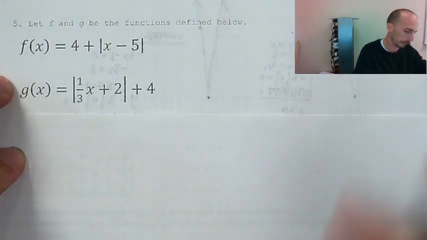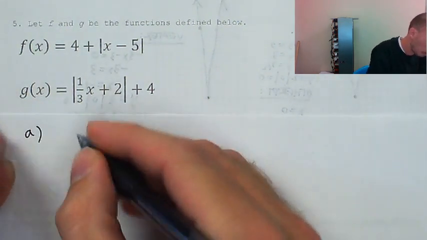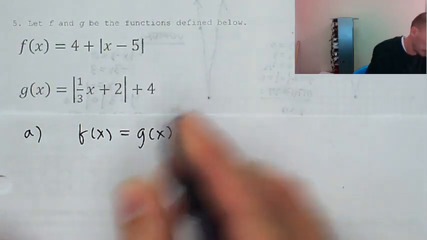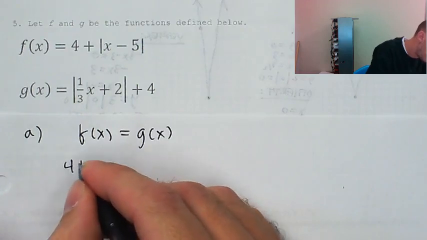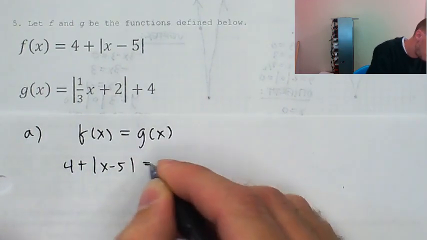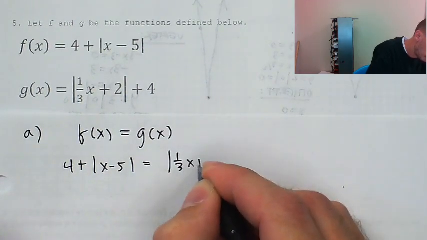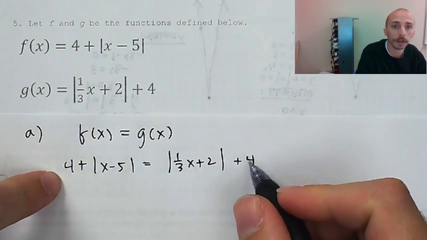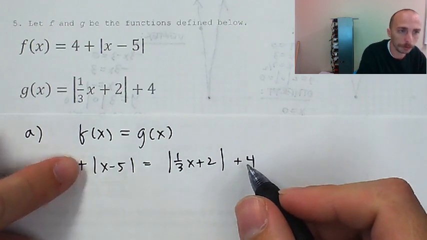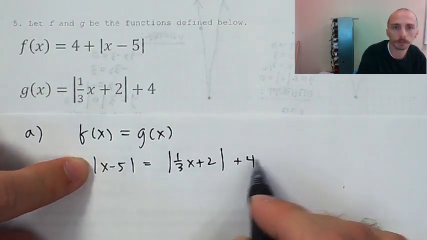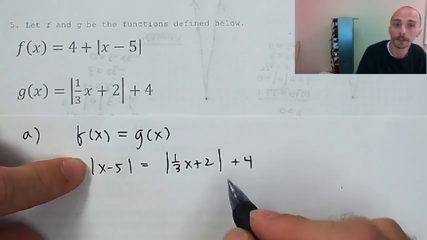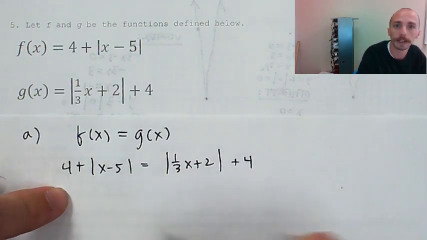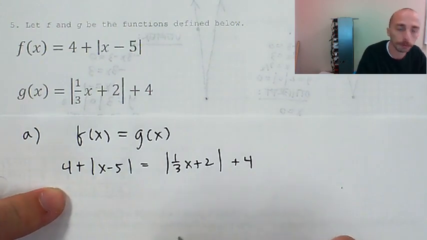Okay, well, we've got expressions for each of these. So I might just start with f of x equals g of x. That would be 4 plus the absolute value of x minus 5 equaling the absolute value of 1/3 x plus 2, plus 4. I'm going to subtract 4 from both sides. This would not work otherwise. We don't solve equations like this. Not that you can't solve them, it's just that we believe that solving equations of this variety is beyond the scope of Texas Algebra 2.